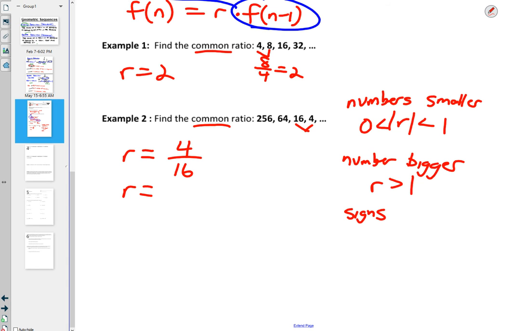We didn't have this before. When the signs, let me use a better word, how about alternate? When the signs alternate, when you go from positive to negative, the common ratio has to be less than 0. What type of numbers are less than 0?